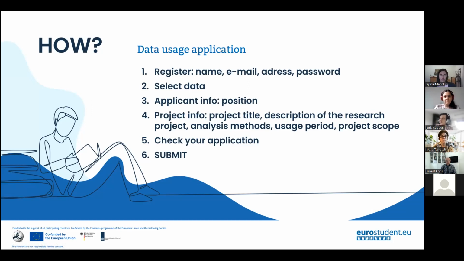You fill in your position, for example, if you're a student, a research assistant, whatever. And then give some information on your project: the project title, description of your research, the methods, the usage period, and the project scope, which can be for teaching, for a seminar paper, a research project, and so on. Then you just have to check your application and submit, and that's it. So it's really easy to apply and to get this data.